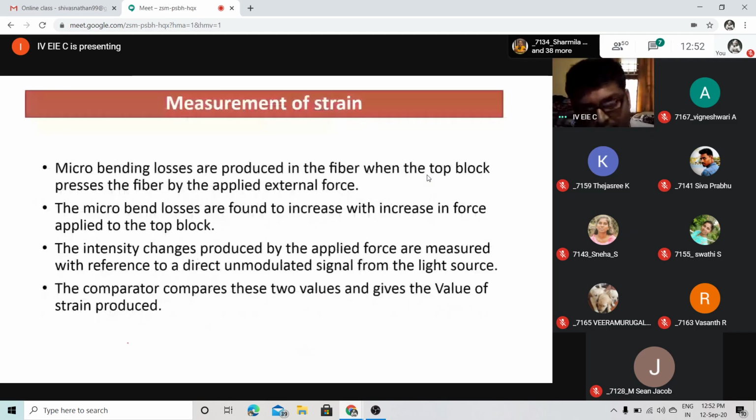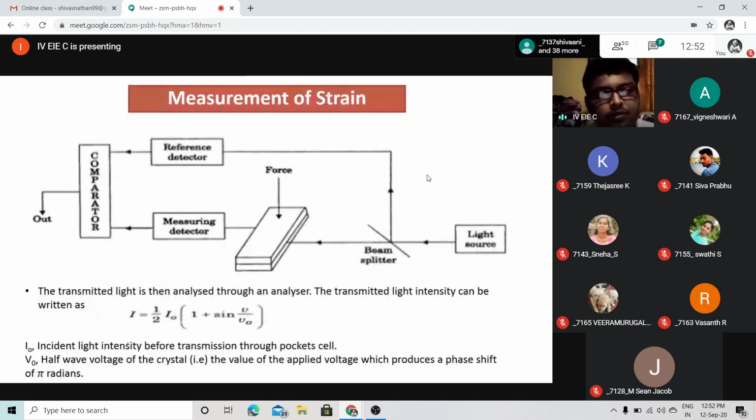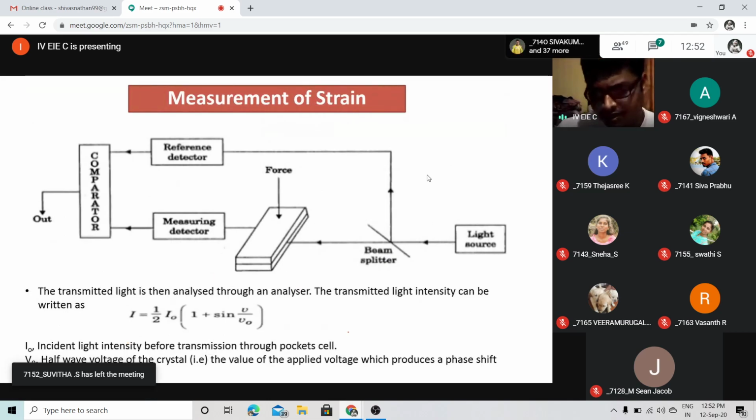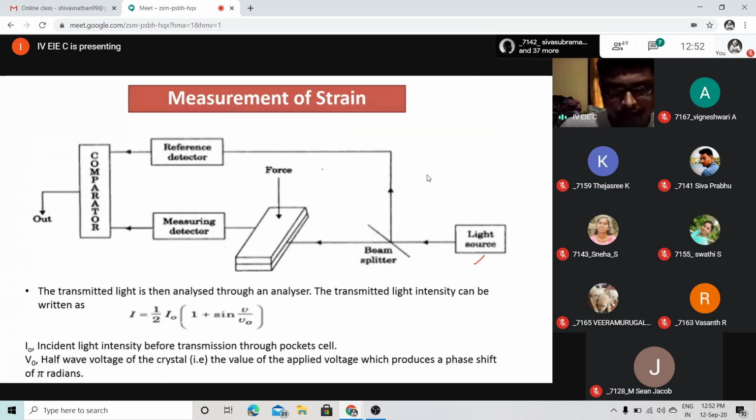Now coming to strain. You know, a simple strain mechanism that we have discussed depends upon the microbending losses. Okay. Now the setup, if you look at, it is going to carry a light source simply present here, a beam splitter. So a reference beam enters here, which is fed to a comparator. The active beam which enters into this mechanism is exposed to a difference in strain or force applied, which in turn creates a microbending. You know about microbending. We are going to have an arrangement which is present before.